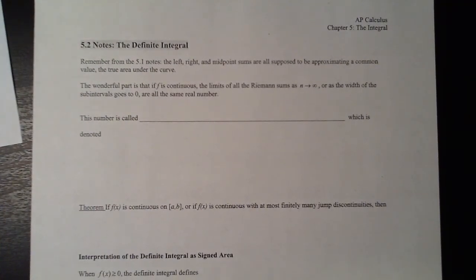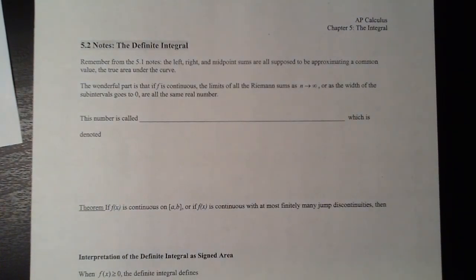But the best part is, and this is this next paragraph, the wonderful thing is if f is continuous, the limit of all the Riemann sums as n approaches infinity. So let's explain what that means. Remember, n is the number of rectangles. So, 4 rectangles might be a decent approximation. 10 rectangles would be an even better approximation. 25 would be even better than that.